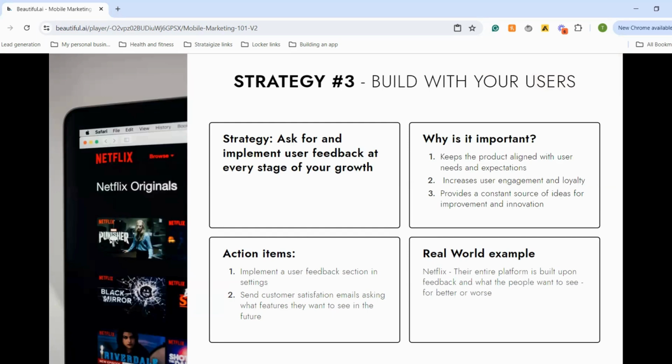So some action items here is implementing a user feedback section in your settings, and send out customer satisfaction emails for what features people want to see in the future. You can also track data on the back end to understand, okay, well, what are people using? Is there certain features that everyone is going forward with? Are they really using certain pieces of content?